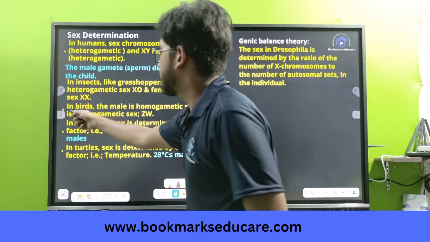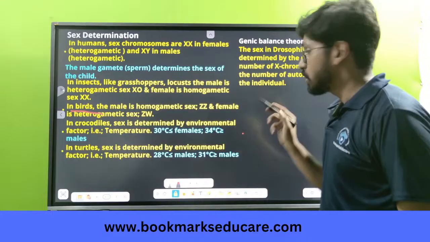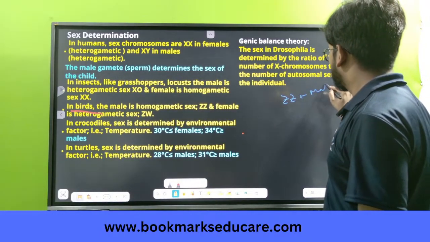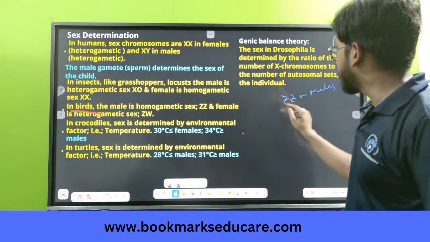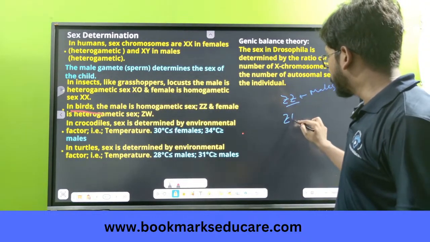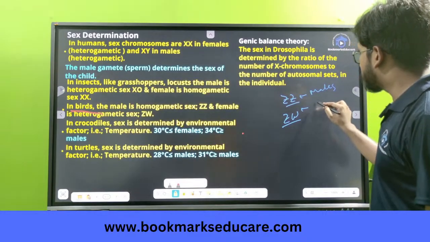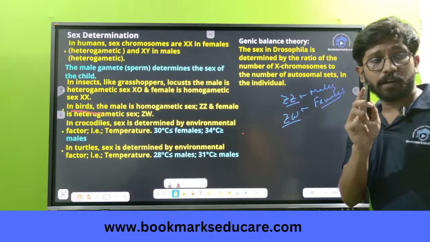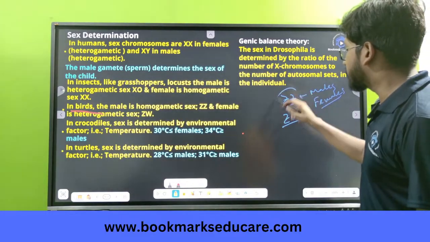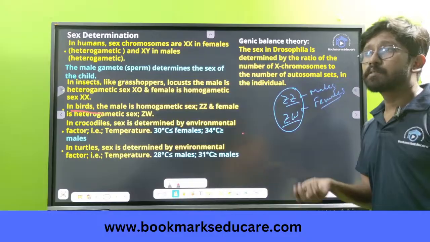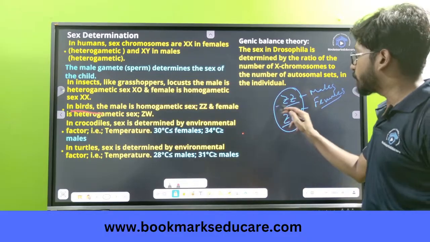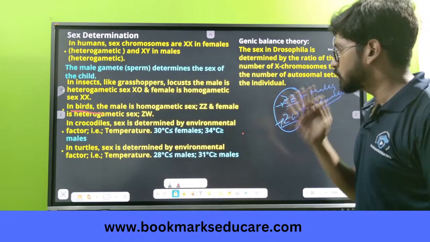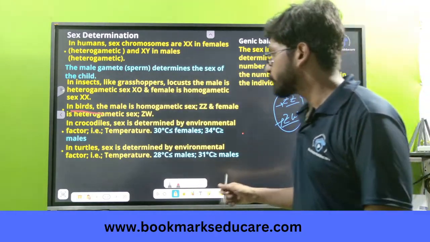Now for birds, males are homogametic: ZZ, and ZW. The heterogametic situation is for females. These are the differences you have to remember for the exam. They will ask, in the ZW system, which sex has the homogametic situation and which sex has the heterogametic situation. Remember them, learn them, answer them.